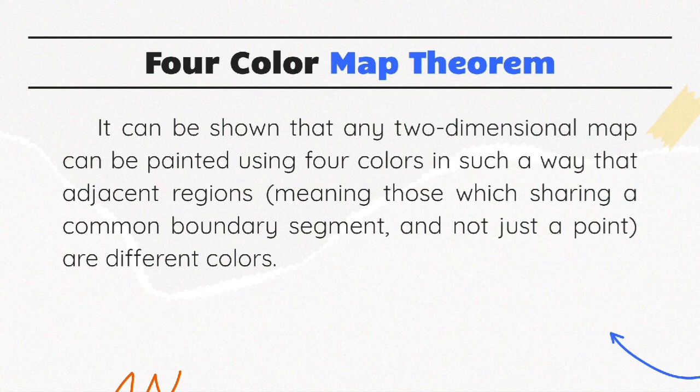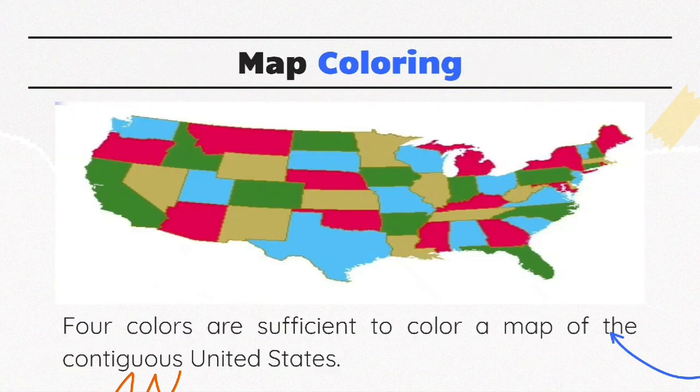To better understand the four-color map theorem, I have here the map of the contiguous United States. As you can see, class, regions which share boundaries don't have the same colors, right? There are four colors representing the map of the United States. So this is what we call the four-color map.